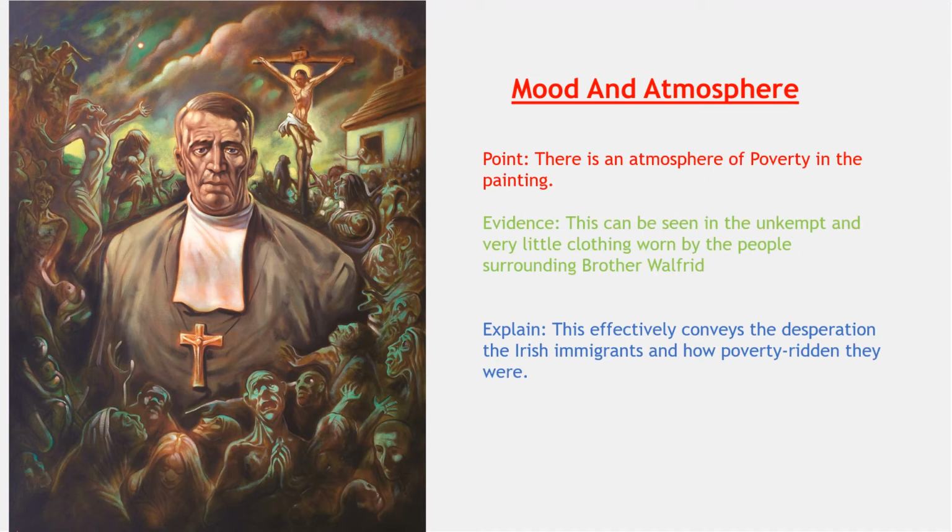A second point that you could have made for Brother Wilfrid in regards to mood and atmosphere is that there is the atmosphere of poverty in the painting. This can be seen in the unkempt or very little clothing that is being worn by the figures surrounding Brother Wilfrid. And this is effective because it conveys the desperation and how poverty-ridden they were.